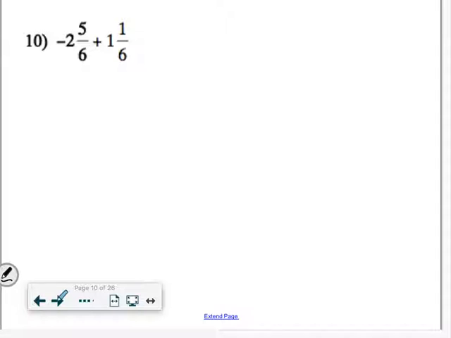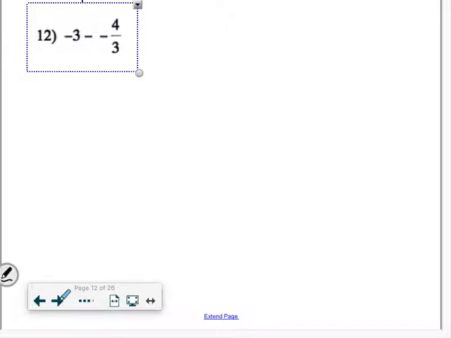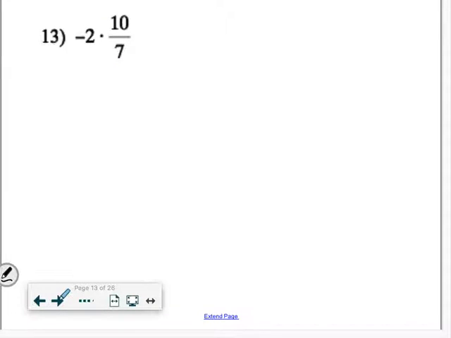I'm going to see how many more problems I have left here. 1, 2, 3. Okay, 3. All right, I'm just going to rush through this with one method. You do whatever method works for you. Check it at the end. All right?